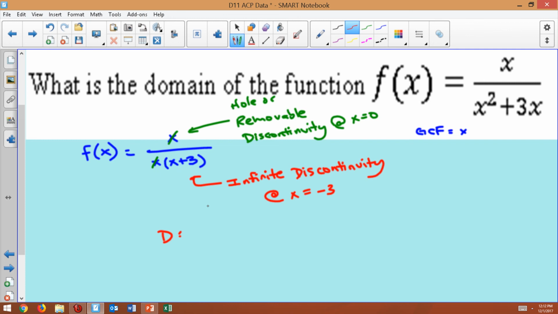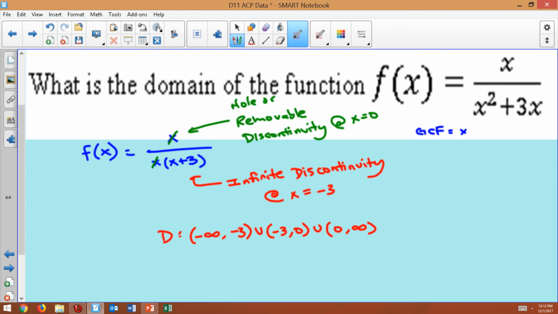So if we had to write the domain, we would write domain from the left, because this would be all reals except for these two values. So we'd go from -infinity all the way, this value comes first, to -3. And since it's an asymptote, it'll be a parenthesis. And then we pick back up on the other side of -3, and we'll go all the way to 0. And since it's a hole, again, we're not equal to that value. And then from 0 to positive infinity. This should be my answer right here.